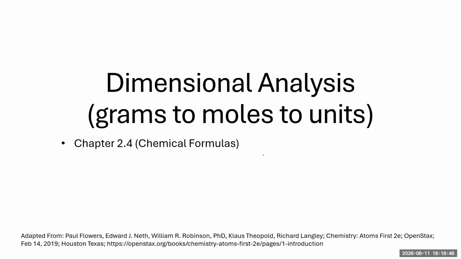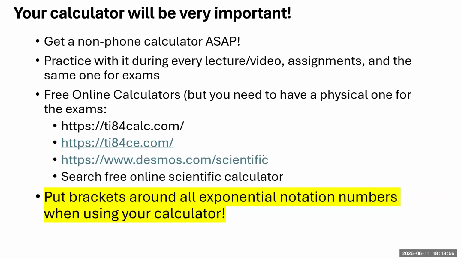This is really what most chemistry students need to know before they leave, so we want to focus a lot of time on this. All right. So again, calculator, very important. Use those online calculators till you get yours. And remember, put brackets around all exponential notation numbers when using your calculator until you get better. And then you can start leaving them off when you know you can leave them off. But for now, keep them in.